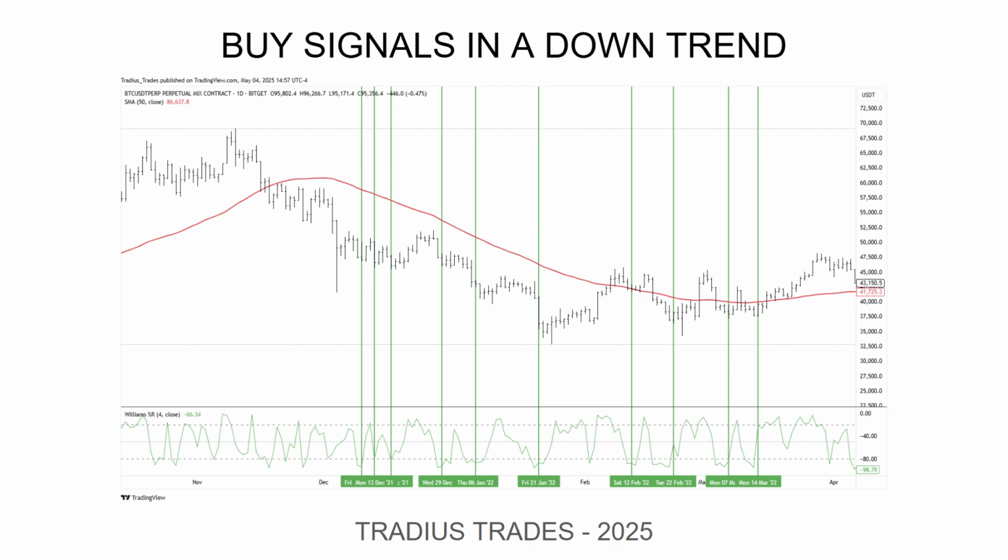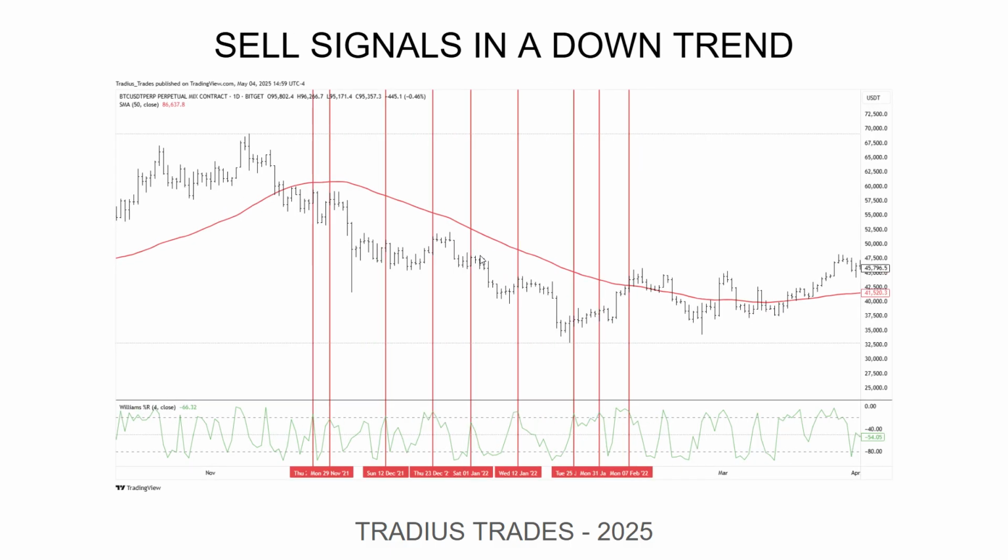Let's take a look at it on the sell side. Now we've got the same price action, the same area of price on the Bitcoin chart, and this is just now looking for sells instead. So we've got a downsloping 50 period moving average, and we have overbought readings on the 4 period %R. And not all of them are perfect, but for the most part, each of these provided excellent sells.